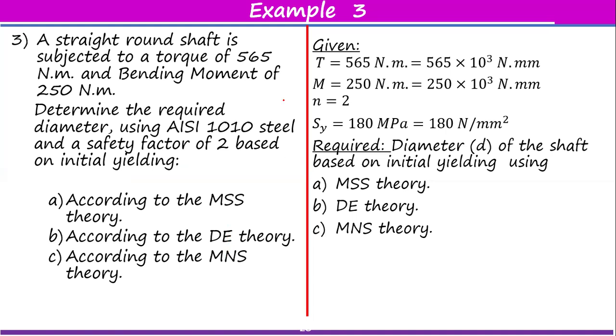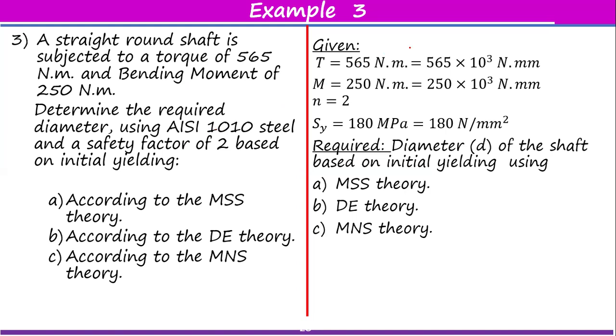Remember that in the previous examples, in the first problem we were given induced stresses or working stresses. And in the second problem, we solved for a factor of safety when principal stresses were given. So this third problem is a different kind, where we are required to find the size of the machine component given a safety factor and a specific material selected for that purpose.